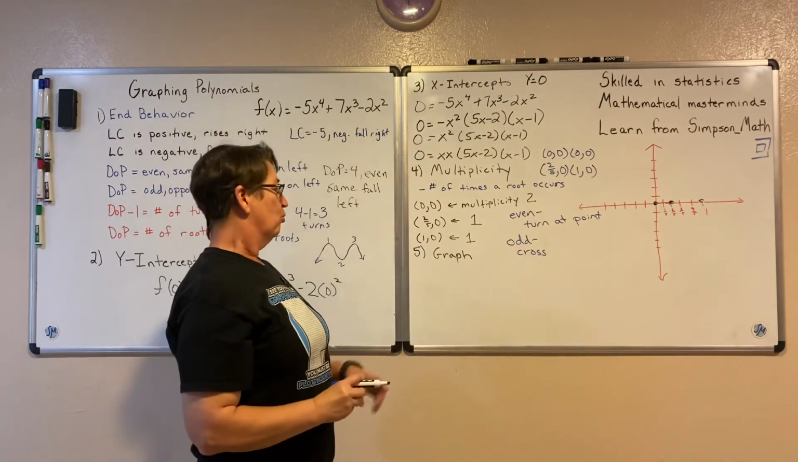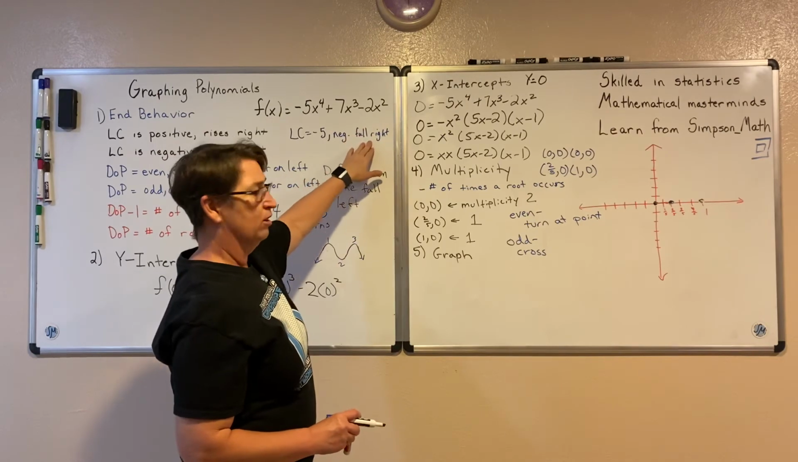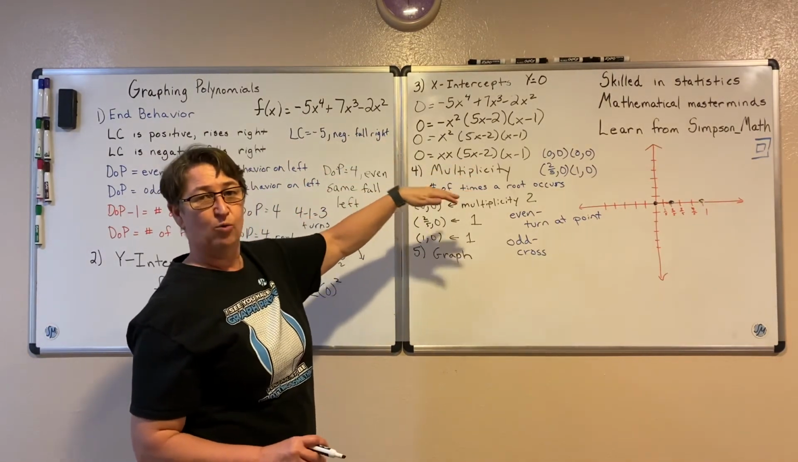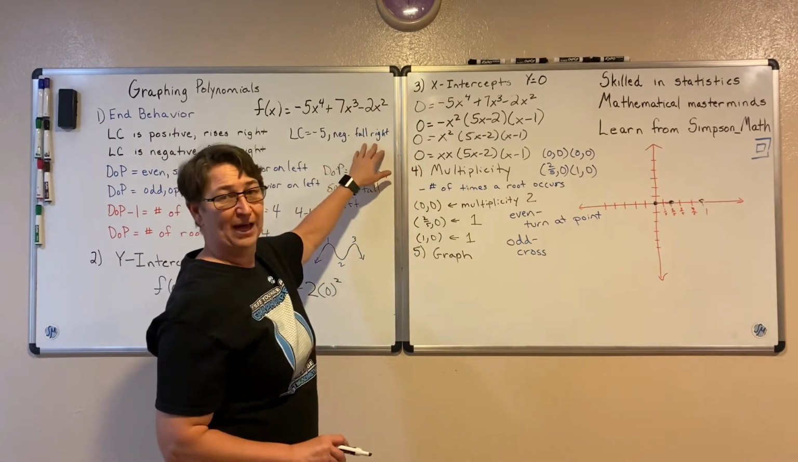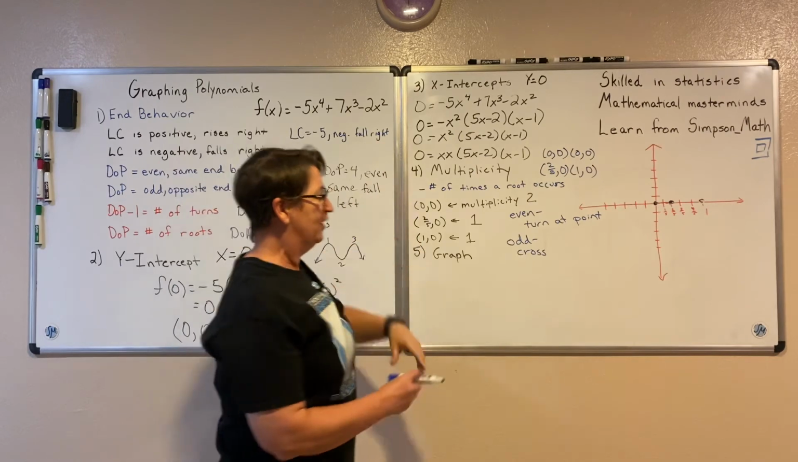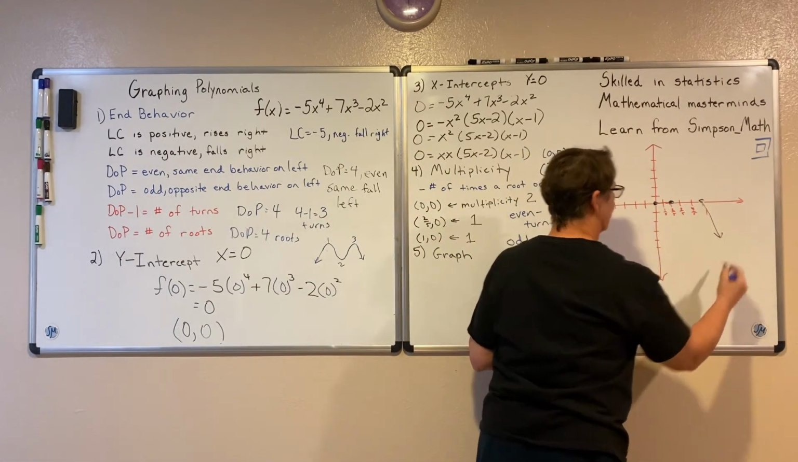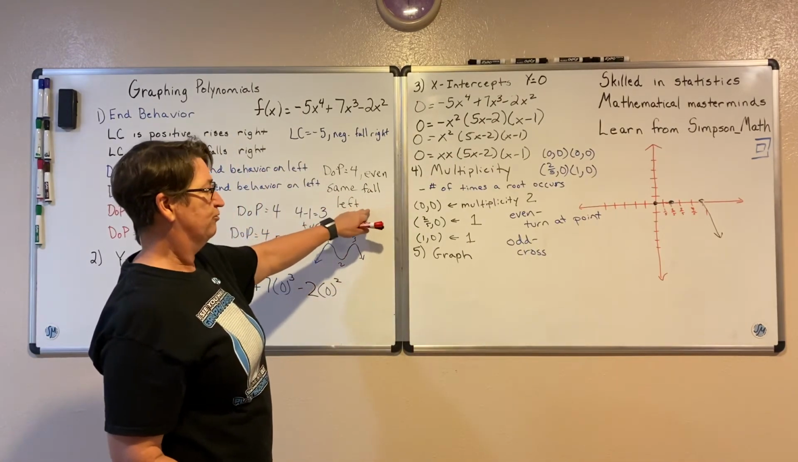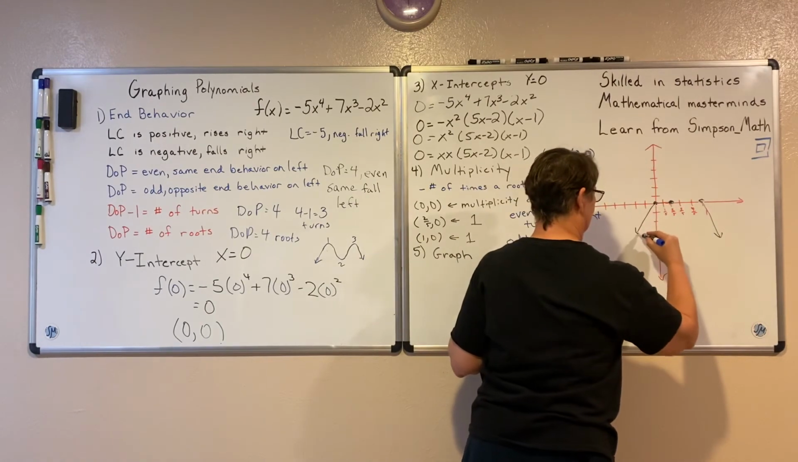So now, what's happening? Well, I know on the right, it's going to fall. So I'm going to start with my end behavior. Once I get my x-intercepts and my y-intercepts up there, then I'm going to use my end behavior to help me graph it. I know on the right, it's going to fall from that point. I know on the left, it's also going to fall from that point.